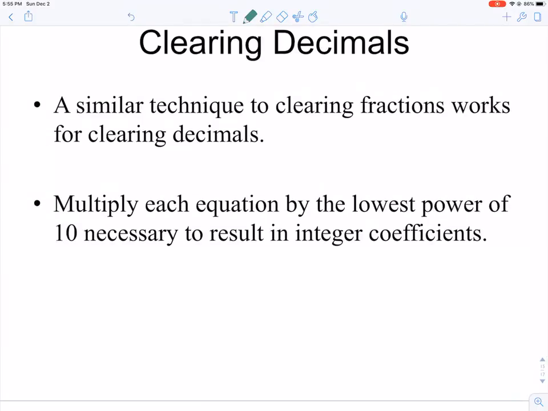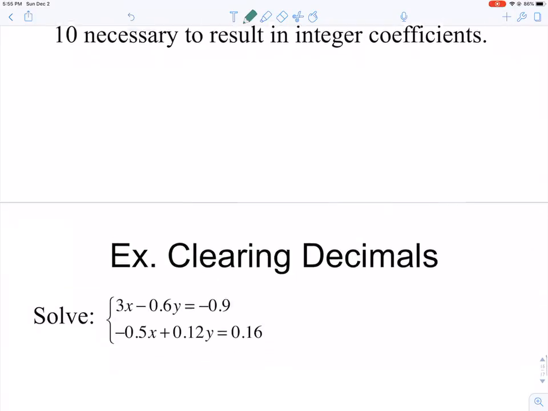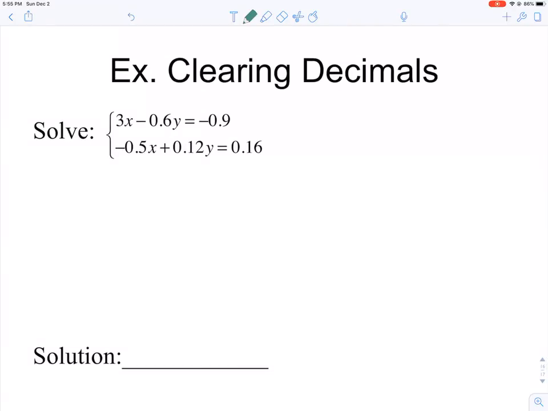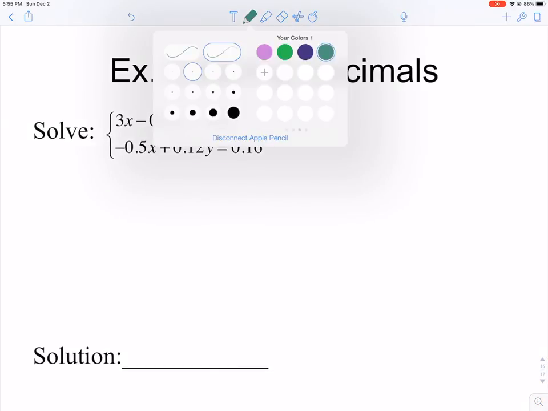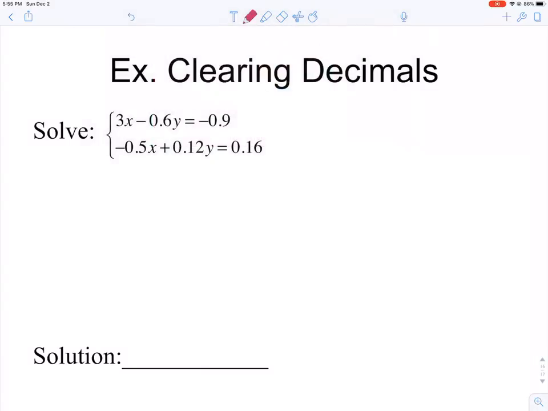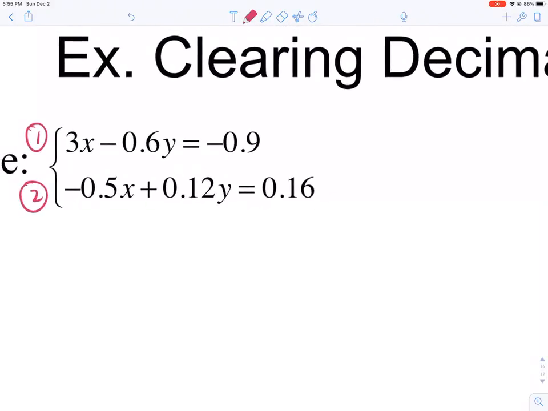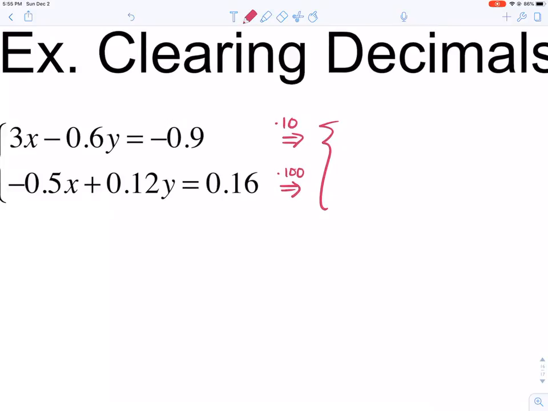And then clearing decimals, you guys know how to do this process as well. Multiply each equation by the lowest power of 10 necessary to result in integer coefficients. So if I have equation 1 and equation 2, I can multiply the first equation by 10, and then I'll have integer coefficients. And then the second equation, it looks like I have to multiply by 100 to get rid of the decimals.